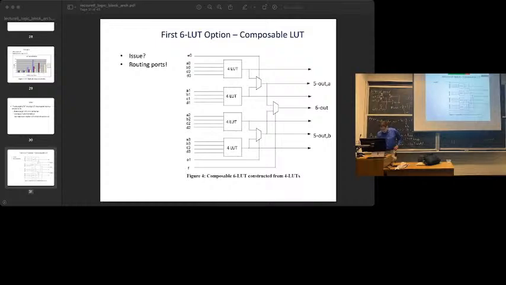A 6 LUT would have a single output to connect up to the programmable routing. We've actually made 7 outputs. A single 6 LUT would have 6 inputs, right? So that's 6 inputs. We've got a lot of inputs here. I think 19 inputs. So each of these is going to require those muxes to the routing.